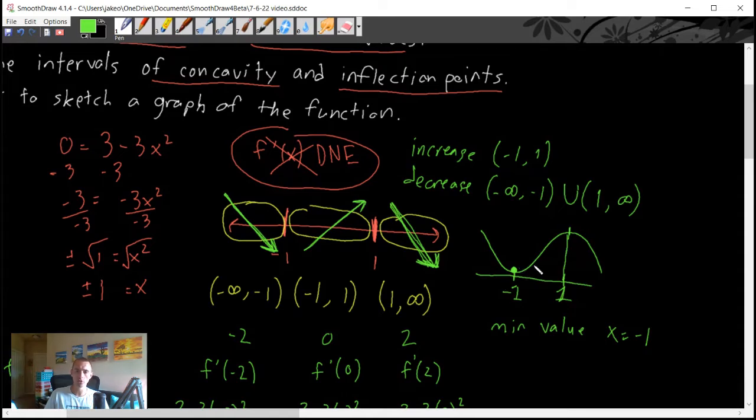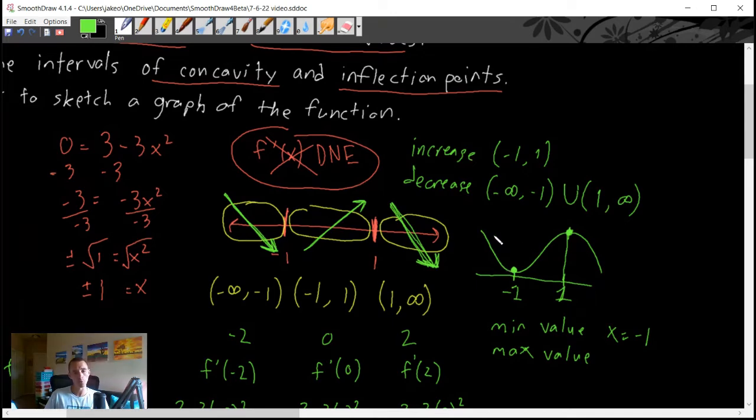And then if we are increasing to the left of this point right here and decreasing to the right of it, that tells us, you can see, we have a local maximum, right? It's higher than all the other points around it. So basically the first derivative test tells us that if we're decreasing to the left, increasing to the right, it's a minimum. If we are increasing to the left, decreasing to the right, it's a local maximum.